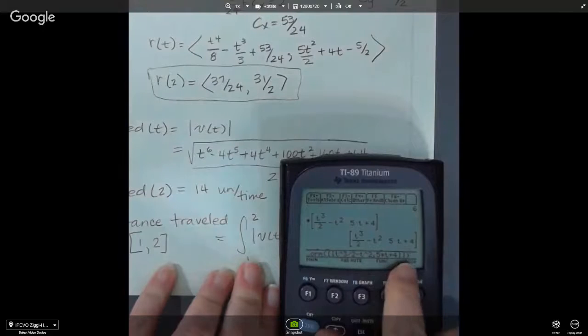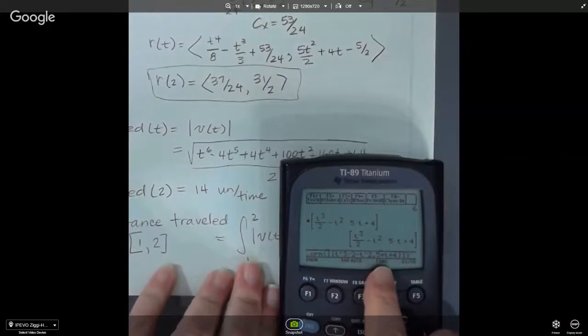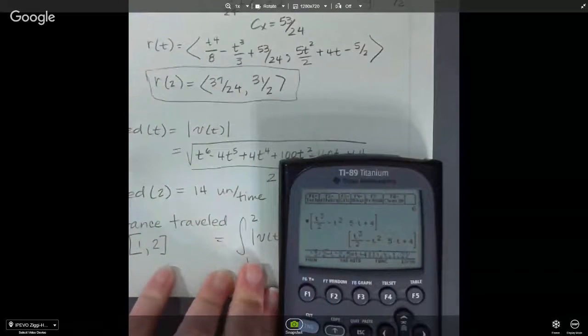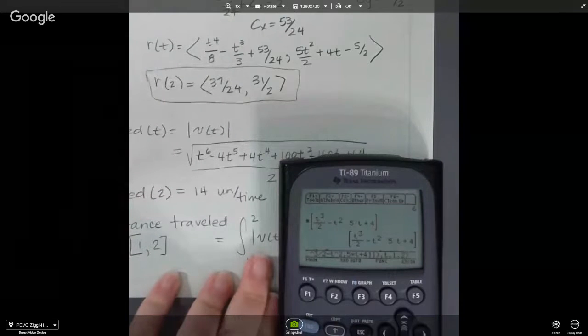I'm going to close that because the norm is the square root, because it's a magnitude, of the velocity vector component squared. So it's the square root of t cubed over 2 minus t squared, quantity squared, plus the square root of 5t plus 4 quantity squared. And we're going to integrate this, comma, with respect to t from 1 to 2, because we're finding the distance traveled. So the length of the speed.